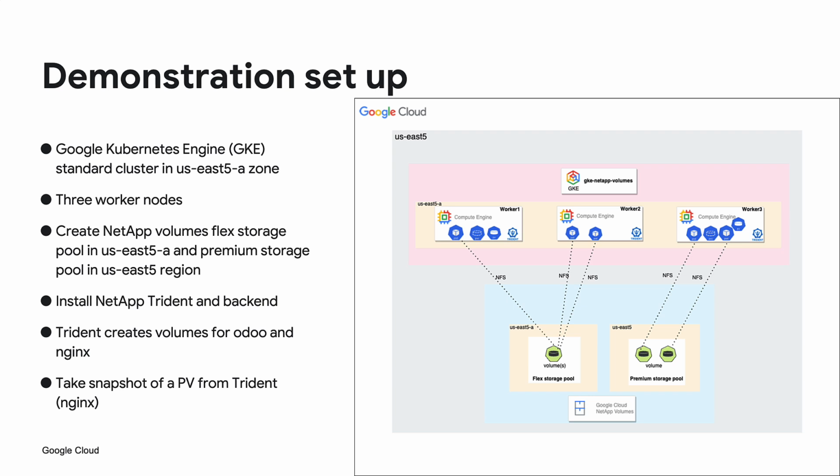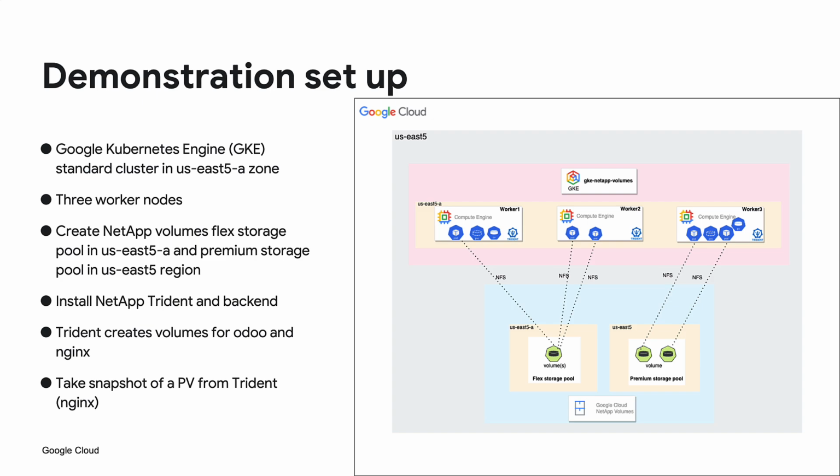This is the demo that we have set up today, where we start with a GKE standard cluster. We will create two different storage pools, one with the Flex service level and one with the Premium service level. Next, we'll install Trident and install two Kubernetes applications. One of those apps uses the Flex storage pool, and the other will use the Premium storage pool. And last but not least, we'll take a snapshot of our volume.